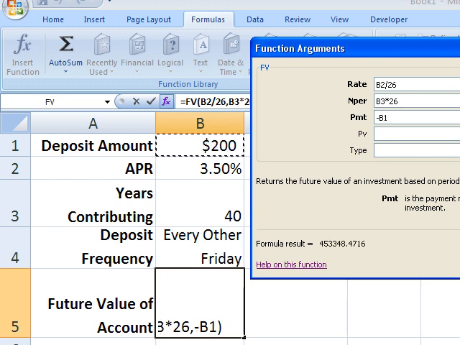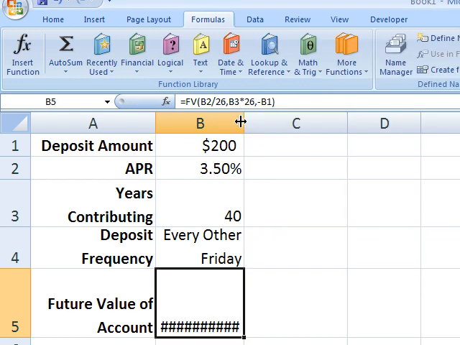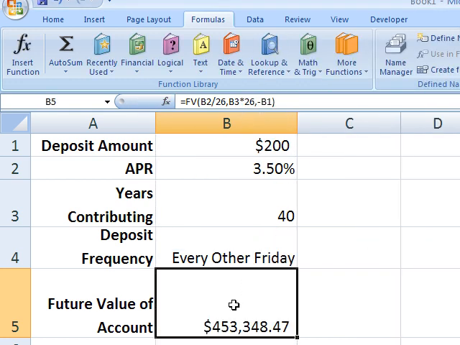Oh, it's a big number, it won't show. Excel shows me if I faithfully contribute $200 into an account earning 3.5% interest, I do that every other Friday for 40 years, I should amass $453,348. So that's the future value function.